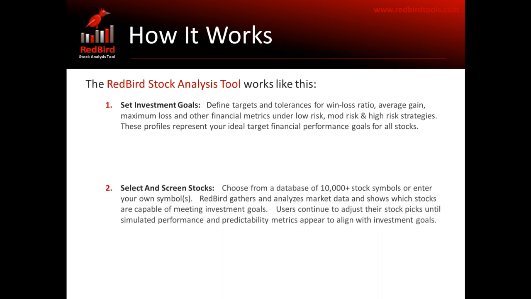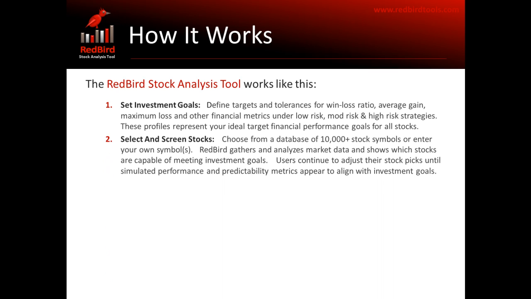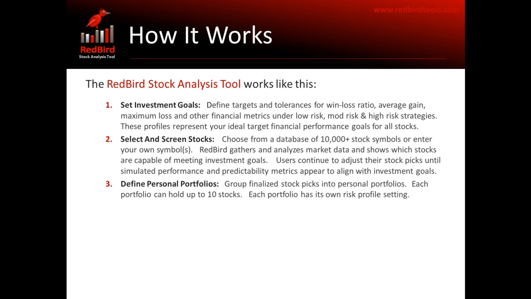Users then select and screen stocks. They can choose from a database of over 10,000 stocks, or they can enter their own stock symbols. RedBird then gathers and analyzes market data and shows which stocks are capable of meeting investment goals. Users continue to make adjustments to the active stock list until they are satisfied that performance and predictability align with their investment goals. Users then define personal portfolios.